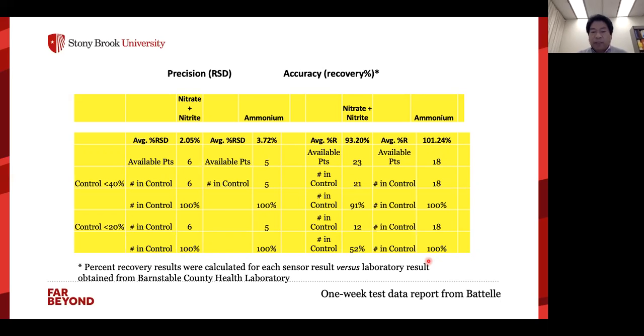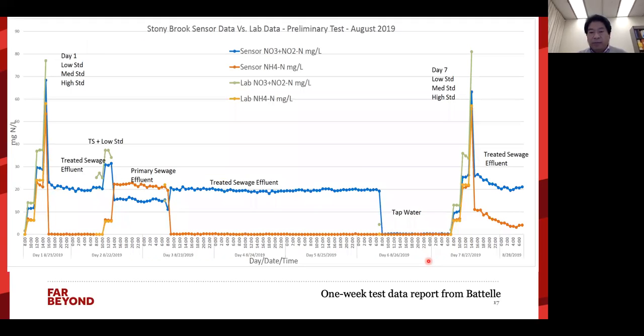So we were invited to attend the 1 month test that was held in December 2019. So this is a comparison between the lab data and the sensor data. Quickly go through it. This is a 1 week test from day 1 to day 7.